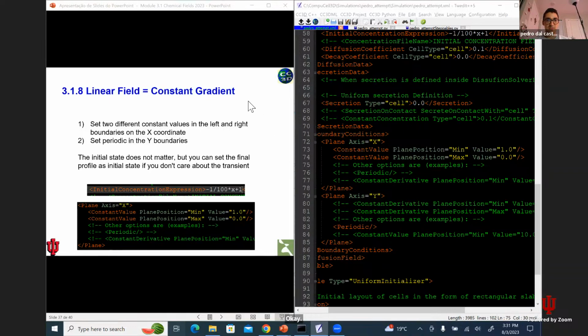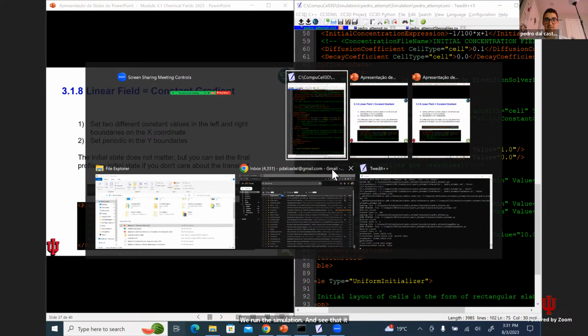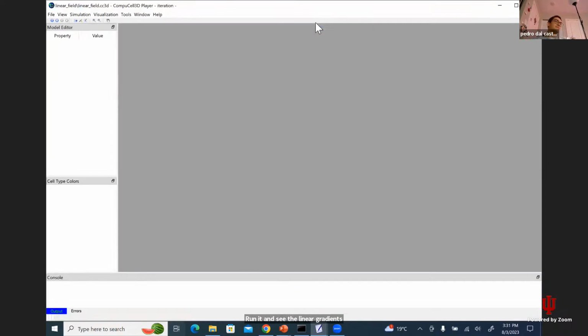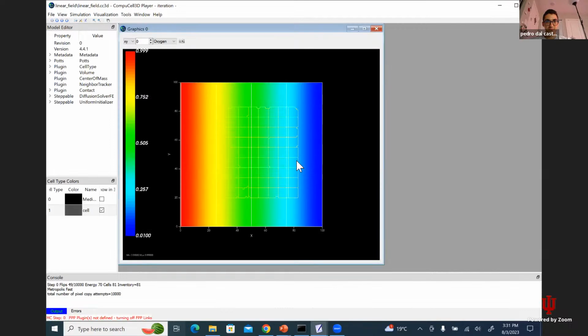How are you with the exercise so far? Run the simulation and see that it gives the right pattern. So run it and see the linear gradients yourself. Did you get the gradient? Like this?